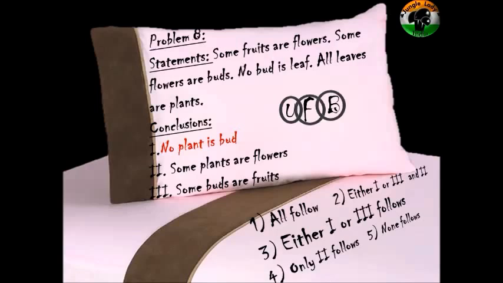The next one is no bud is leaf. No bud is leaf, so bud and leaf should be completely disjoint. The final one is all leaves are plants. So leaves must be the inside circle and plants is the outside circle.